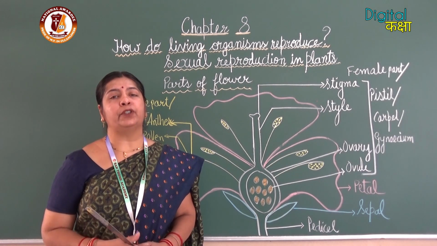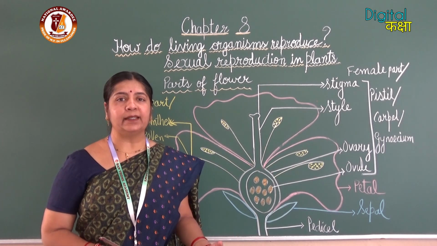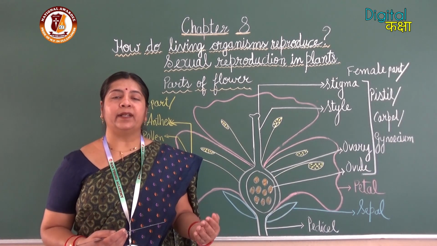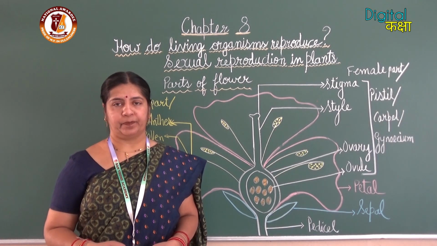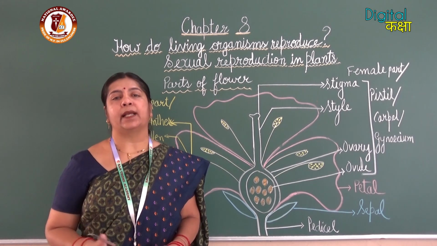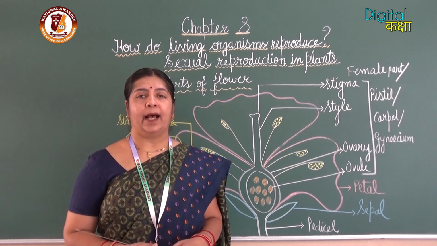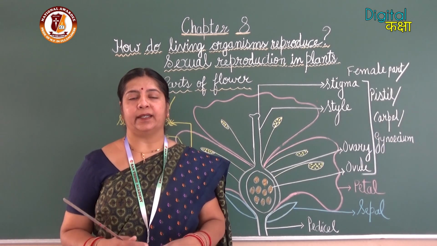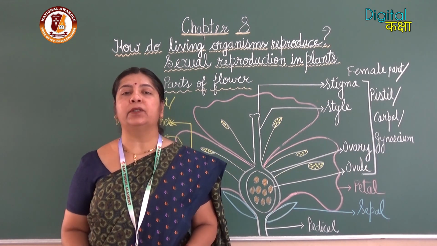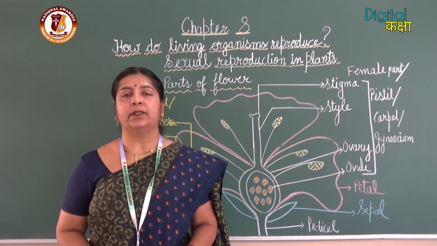So, the main function of the petals is to attract insects, animals, birds, human beings, etc. And in this way, they help in pollination, that is transfer of pollen grains from anther to stigma. So all petals together are known as corolla, and all the sepals together form the calyx. So what does calyx consist of? Calyx consists of sepals. What does corolla consist of?